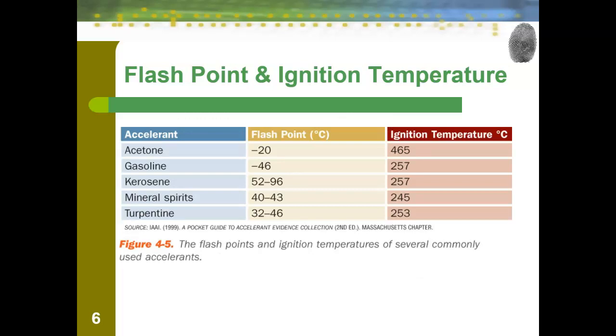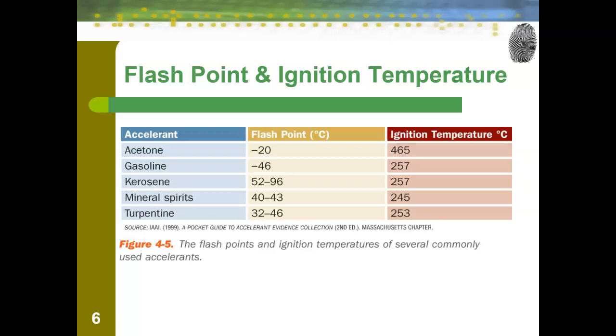Now, I'm not asking you to write down or memorize this chart, but I do want you to understand the relationship between flash point and ignition temperature as far as using these for accelerants. As you can see, acetone and gasoline both have incredibly low flash points. They are in the negative numbers. However, acetone has a pretty high ignition temperature to light it on fire, making it not an ideal accelerant. Meanwhile, gasoline has a much lower ignition temperature, making it a pretty popular accelerant, both for its availability and for its ignition temperature.